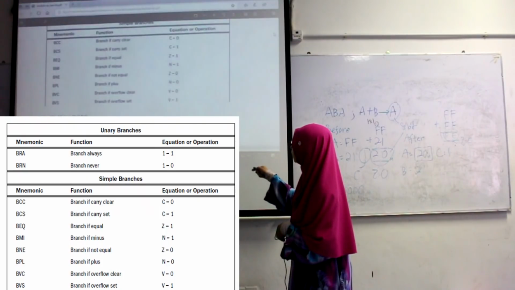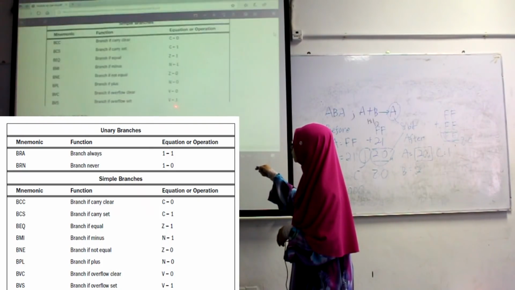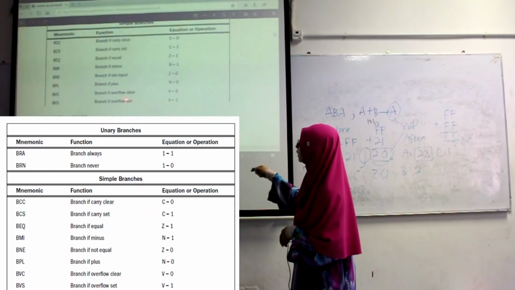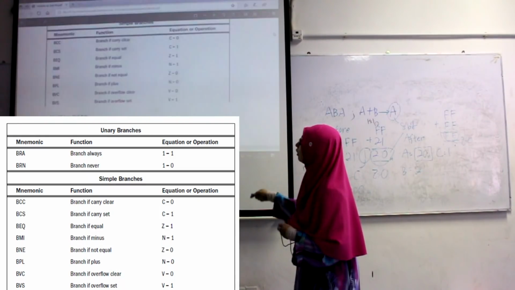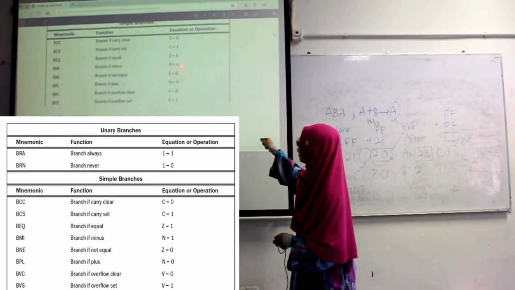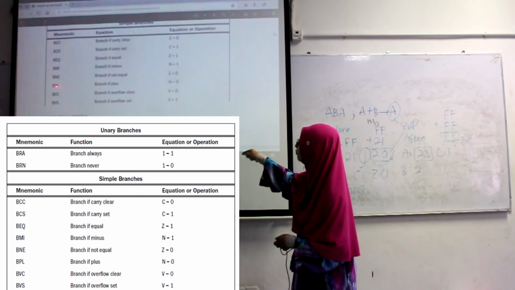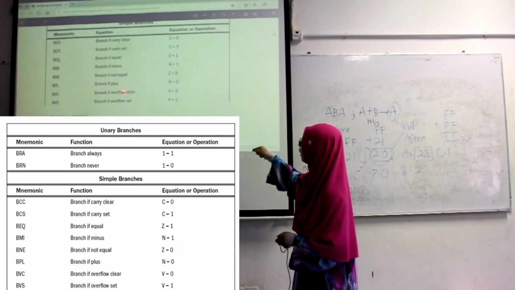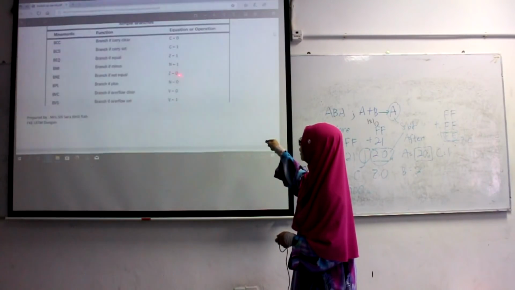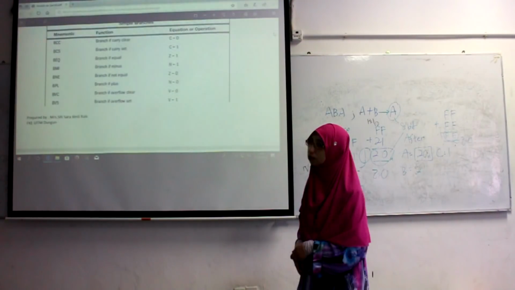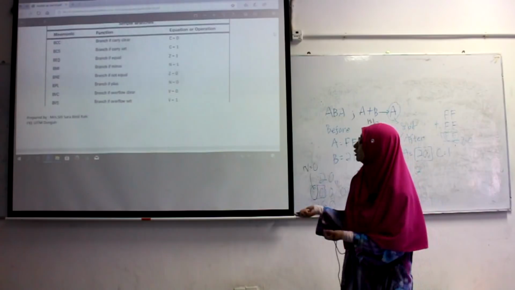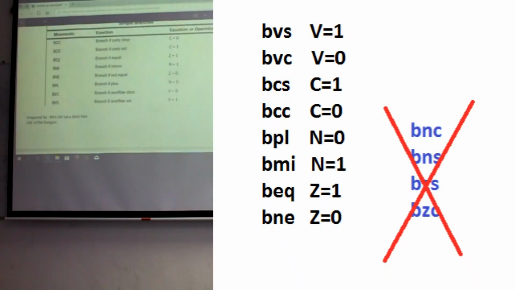And then another one is V. V equals 0 and V equals 1 are the same: BVC, where C means clear, and BVS, where S means set. And for N equal to 1 and N equal to 0, we use branch BMI or BPL. And for Z equal to 1 and Z equal to 0, we use branch equal or branch not equal. So we cannot use BZC, BZF.